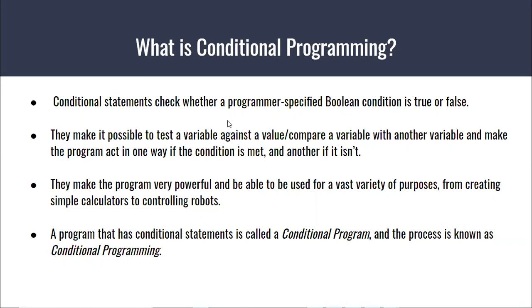If you have an electrical engineering background, or something about electrical, they have all these gates, like AND, OR, NOR, NAND. So basically the positive and negative, each of those, and it's kind of like circuit paths, and in a way we program like a path, right? So a program that has conditional statements is called a conditional program, and the process is also known as conditional programming.